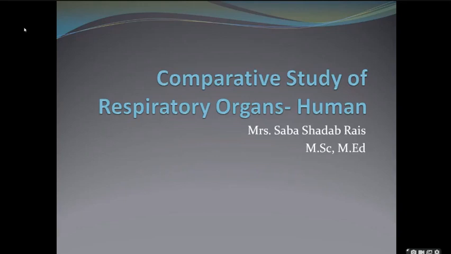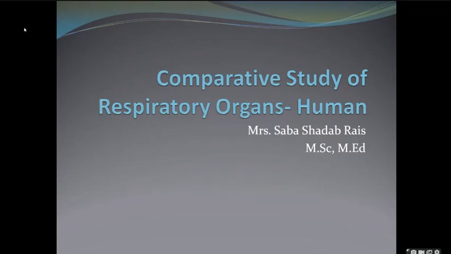organism in the hierarchy of all animals, when we talk in the phylogenetic way. So we all know that human is at the topmost, the most complex organism. Most complex organism means it will have the most complex respiratory system too. For that reason, for better understanding, I have divided this topic into two parts. Today we will be talking just about the anatomy.